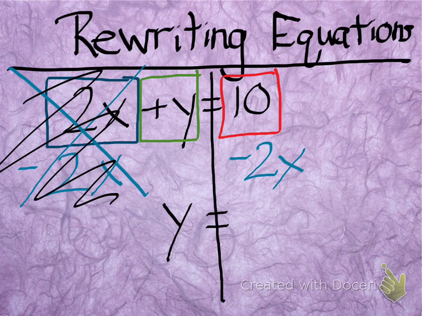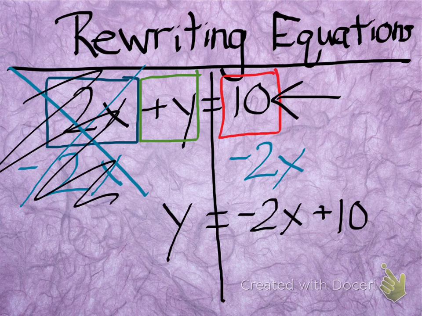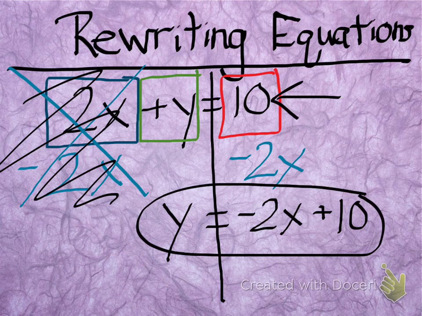So I need to just copy them down as they are, and I always want to put the variable term first. So I'm going to put my negative 2x first, and then this is a positive 10, so we're going to write plus 10. So I have now rewritten this equation so that y is by itself. So we started out with 2x plus y equals 10, and an equivalent equation with y by itself is y equals negative 2x plus 10.